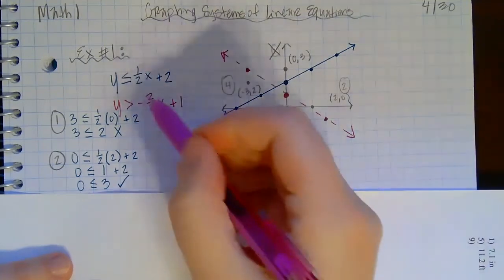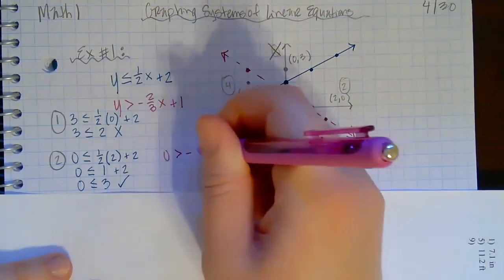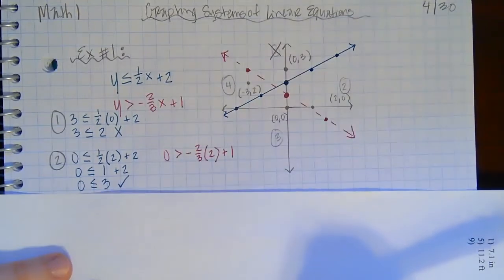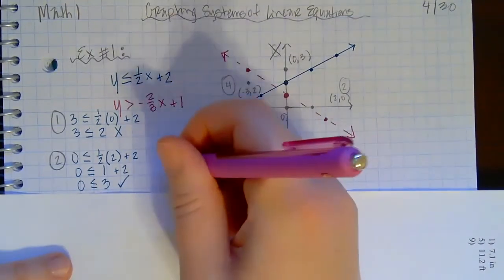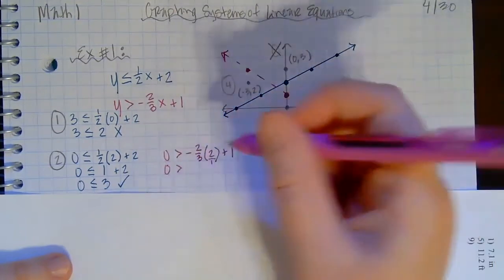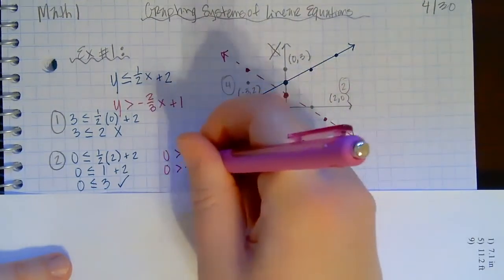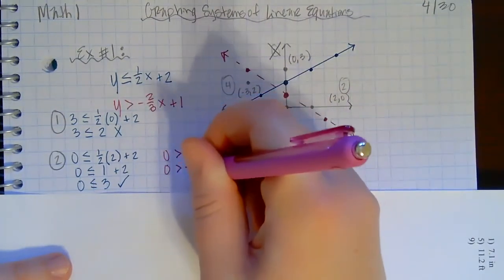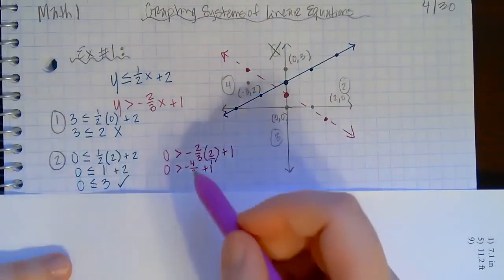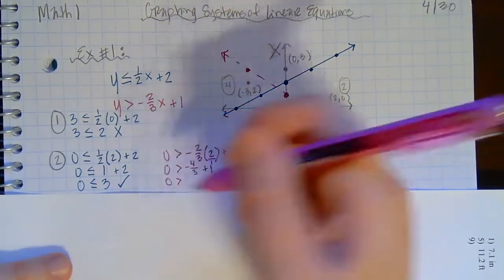I'm going to test it into this one as well. 0, 2. So 0 is greater than negative 2/3 times 2 plus 1. Okay, so 0 is greater than, and here I'm going to put it as over 1, and I multiply top to top, bottom to bottom. So negative 2 times 2 is negative 4. 3 times 1 on the bottom is 3. And then negative 4 over 3, I'm just going to write that, and you could use a decimal as well.